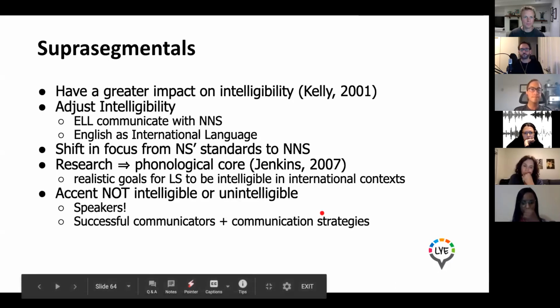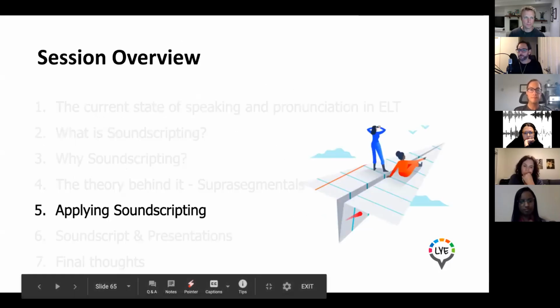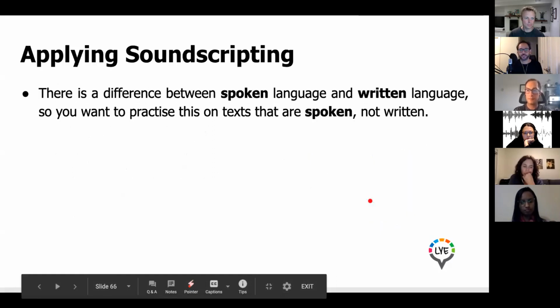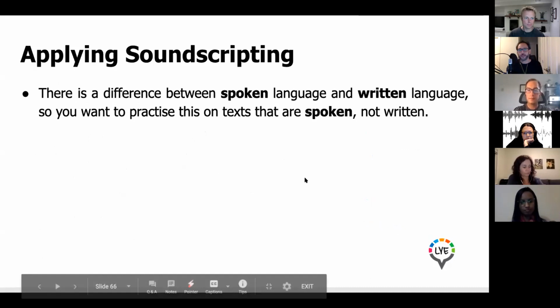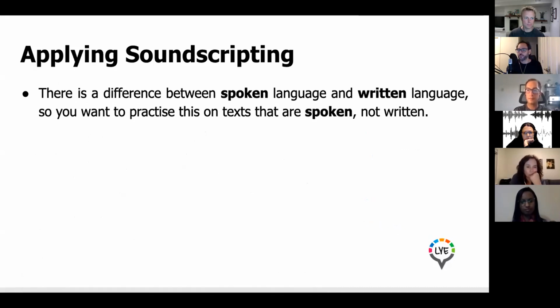So, moving forward here, let's talk about sound scripting now. We're going to get to this. We're almost getting to the important stuff here. It's very important for us to take into consideration the fact that there is a difference between spoken language and written language. If you have read the works of Dave Willis, he talks a lot about this dichotomy of spoken language and written language.